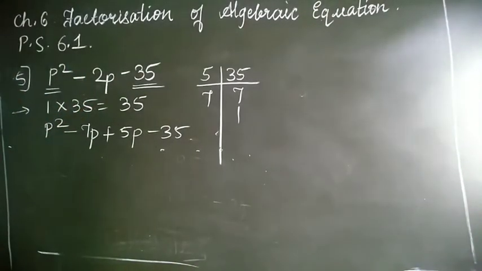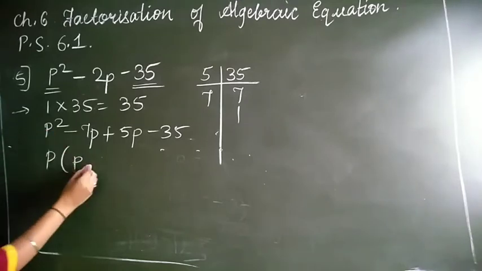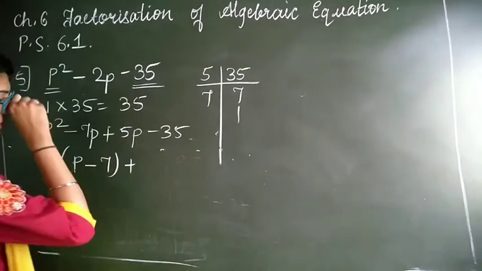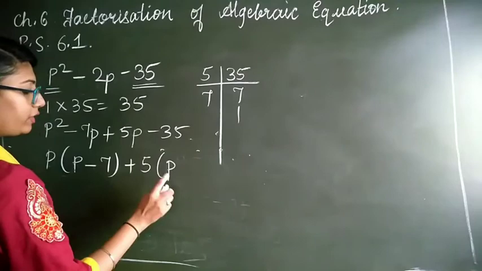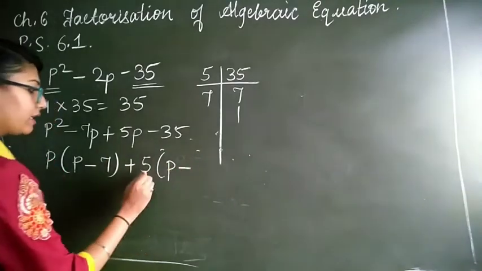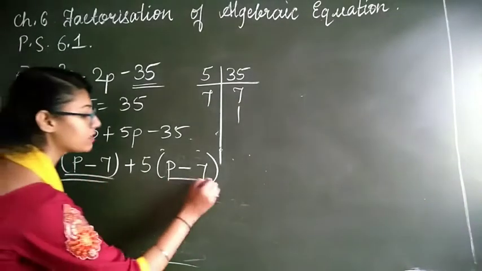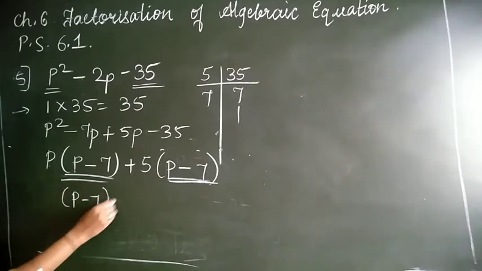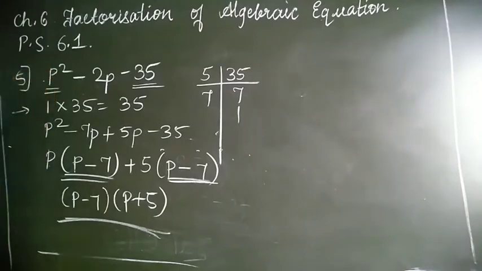Now we will take common p into p. P into p is p square, minus p into 7 will be 7p, plus 5 into p will be 5p, minus 5 into 7 will be 35. Again we got these two terms as common, so we will write it once: p minus 7 and p plus 5. So these are the factors of the given term.